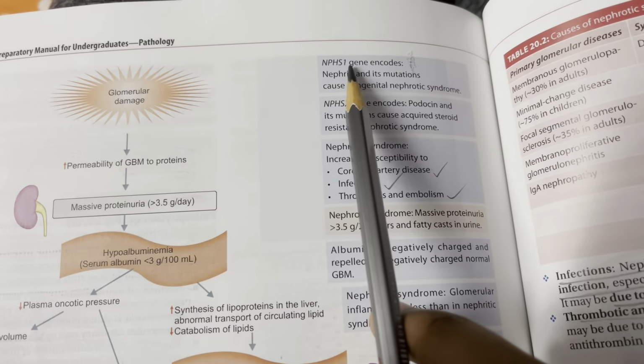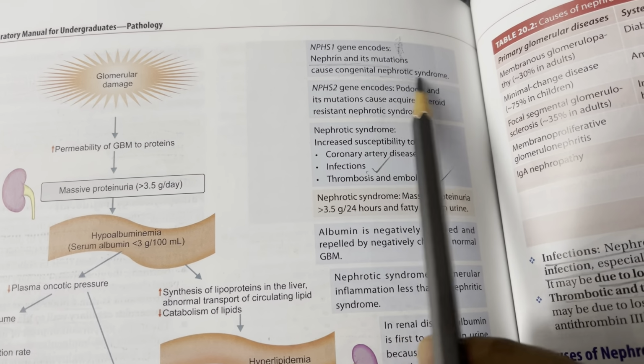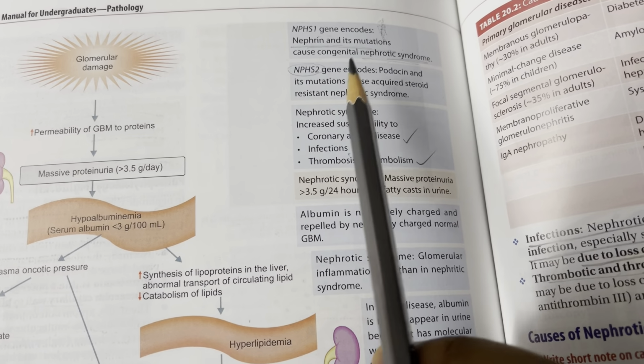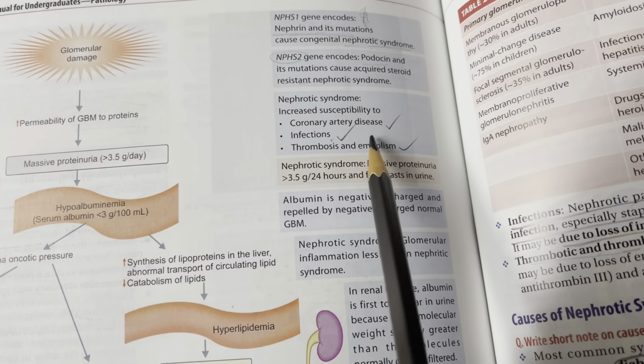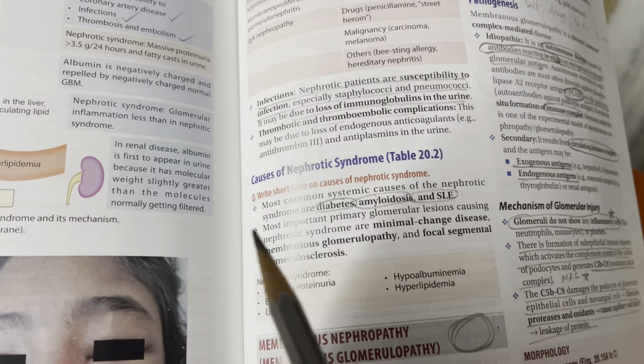And again, NPHS1 gene mutations, nephrin mutations, cause congenital nephrotic syndrome. NPHS2 gene mutations, podocin mutation, cause acquired steroid-resistant nephrotic syndrome. The complications are cardiovascular disease, infections, and thromboembolism; susceptibility increases.